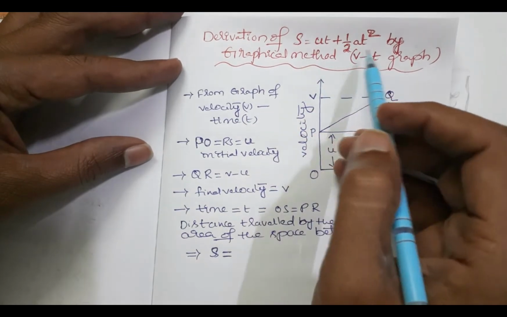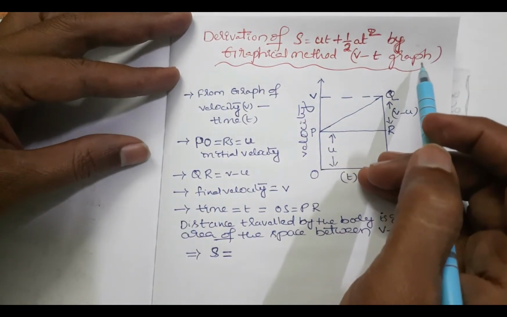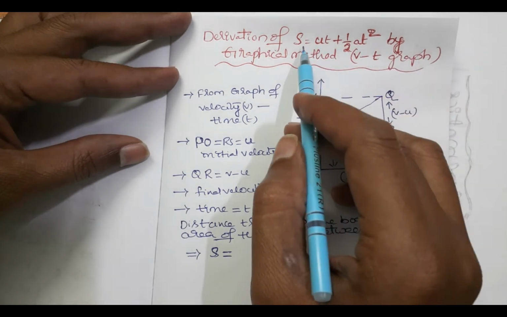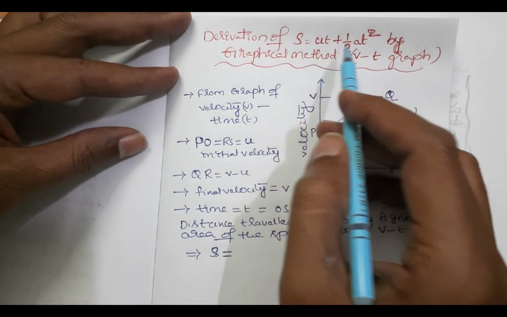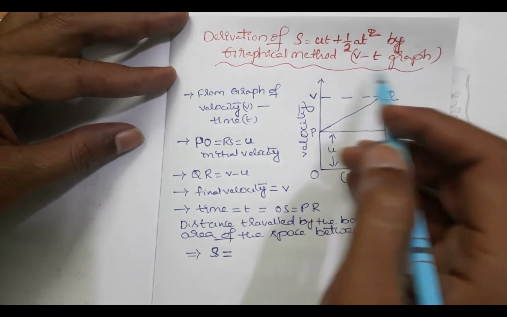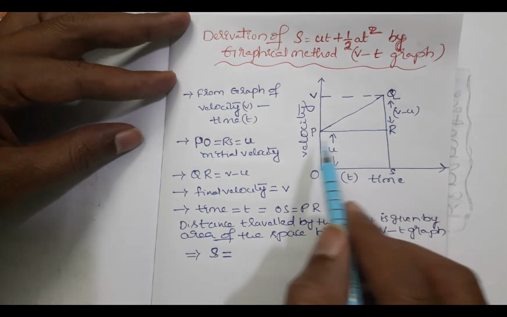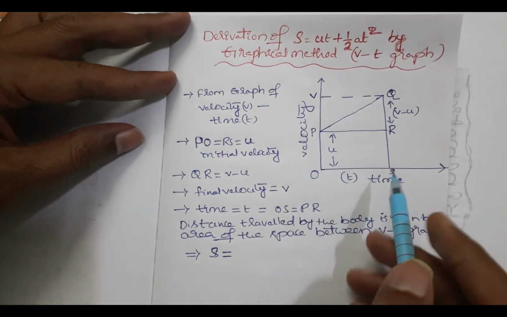Derivation of the second equation of motion by the graphical method using a velocity-time graph. That is, S equals ut plus half at square, derived using the velocity-time graph. So this is the graph drawn between velocity and time t.